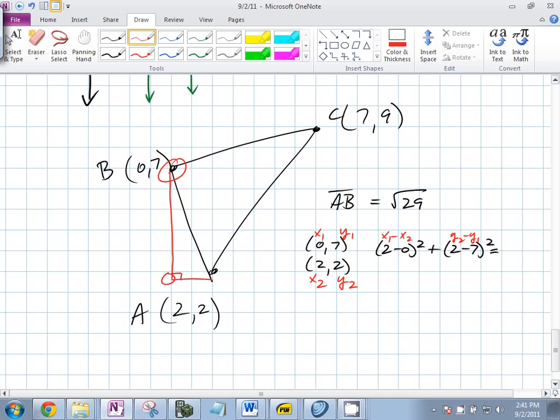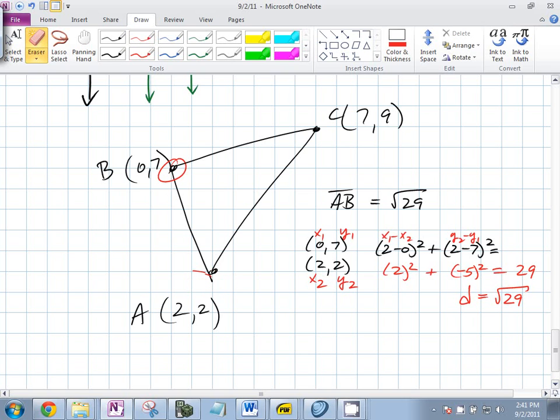2, which is 5. We can say negative 5 because we're squaring it. And what's this distance right here? What's that distance? 2. What's 2 squared plus 5 squared? 29. That's the distance squared. So what is the distance? The square root of 29. So that's this one right there.